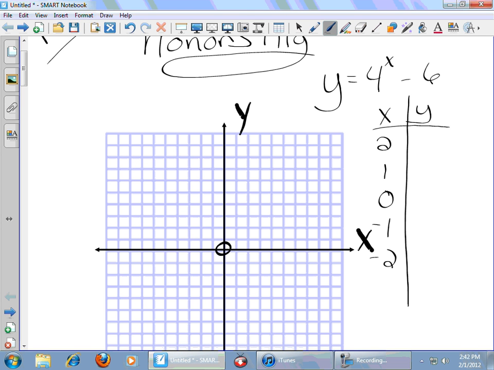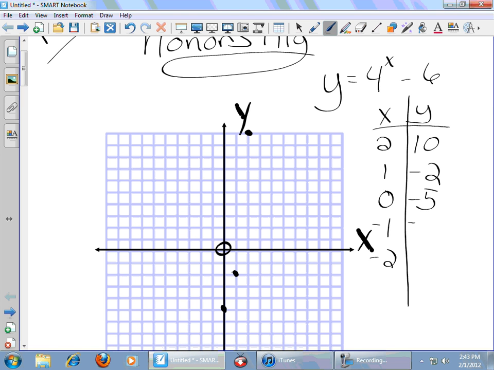If I do 4 to the second power, I'm going to get 16. 16 minus 6 is 10, so (2, 10) is on my graph right there. I put 1 in, I'm going to get 4 to the first power, which is 4 minus 6, which is -2. So I'm going to get (1, -2) right there. When I put 4 to the 0 power, I'm going to get 1. 1 minus 6 is going to be -5. So we're going to get (0, -5) right there on my graph.